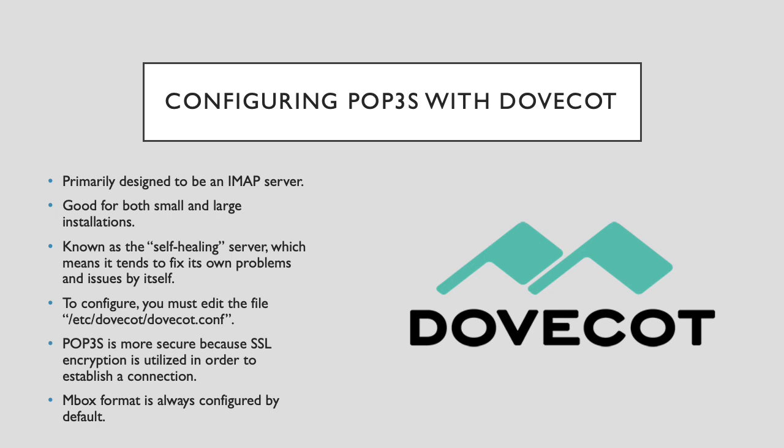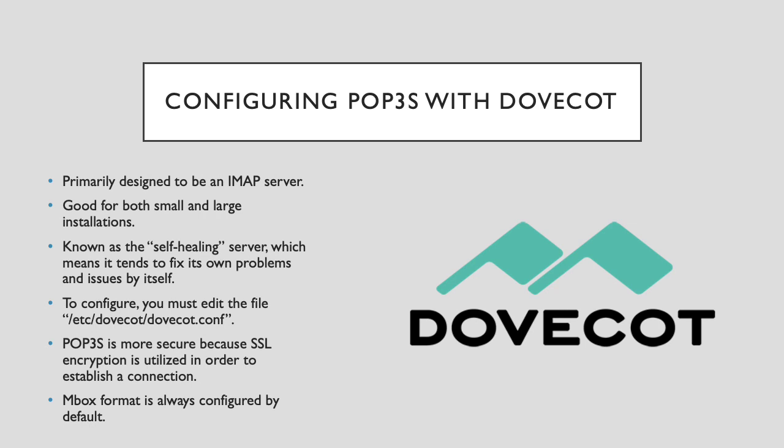Configuring the POP3 server with Dovecot: it is primarily designed to be an IMAP server. It is good for both small and large installations, making it easy and adaptable. It is known as a self-healing server, which means it tends to fix its own problems and issues by itself, and it is very independent.